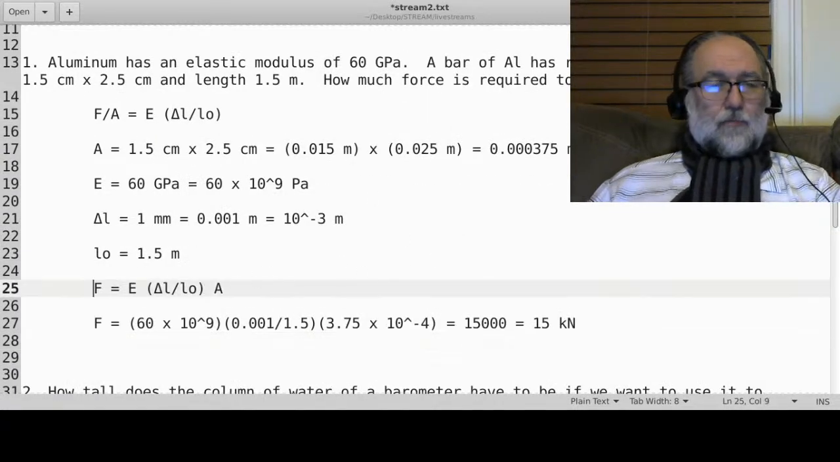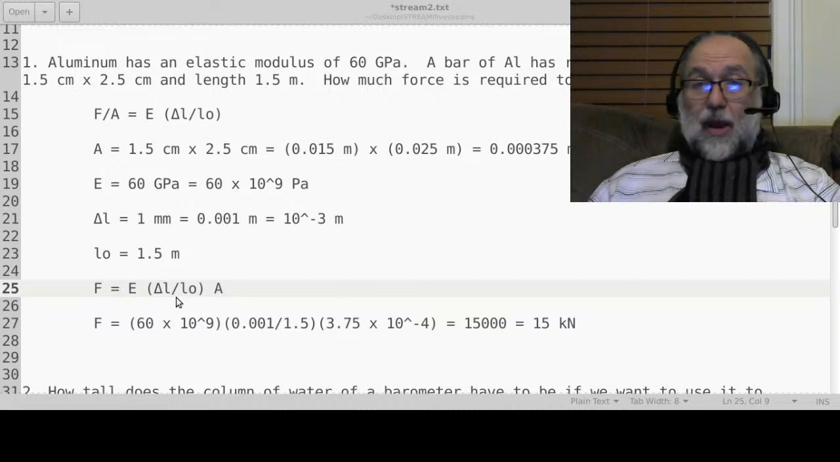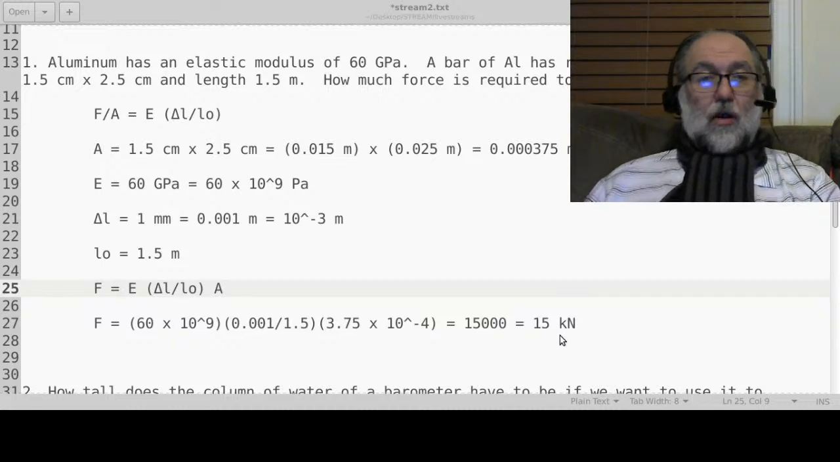So there's the formula rearranged. I basically just multiply both sides by A. There it is with all the numbers plugged into it. That's going to give me 15,000, and the answer comes out in newtons. But I'm going to express that as 15 kilonewtons, because kilo is 1,000, so 15,000, 15 kilonewtons. All right, there you go.